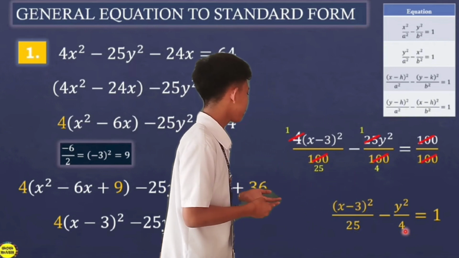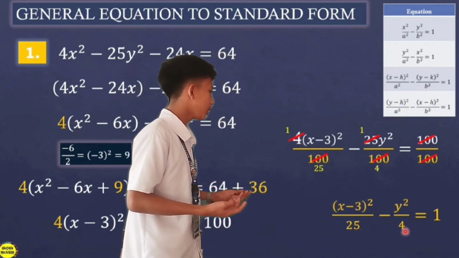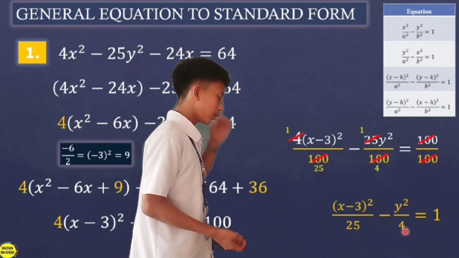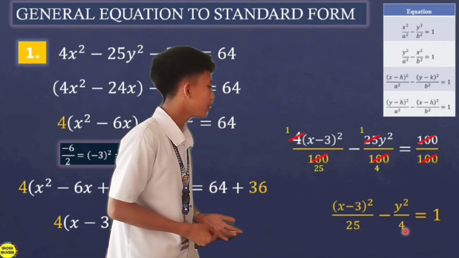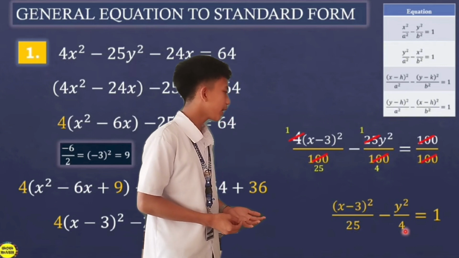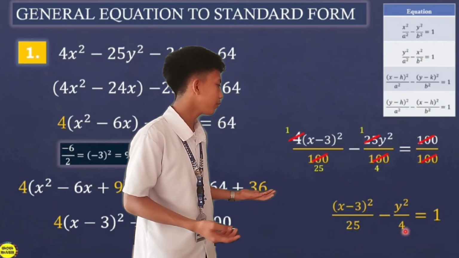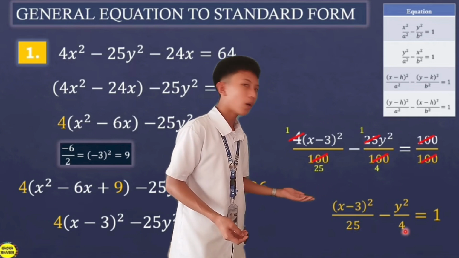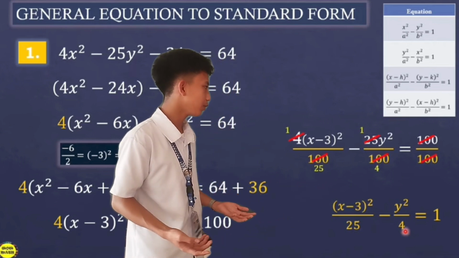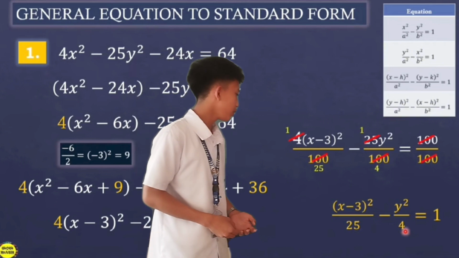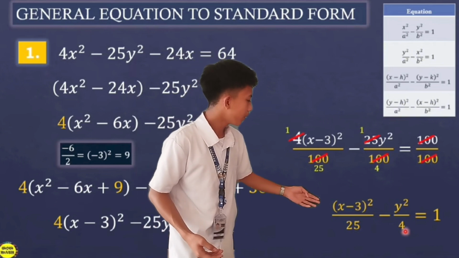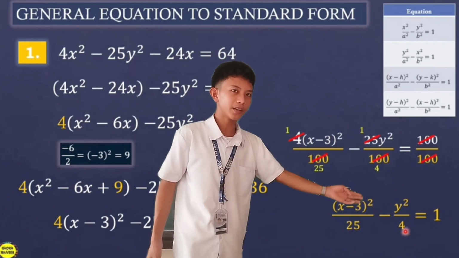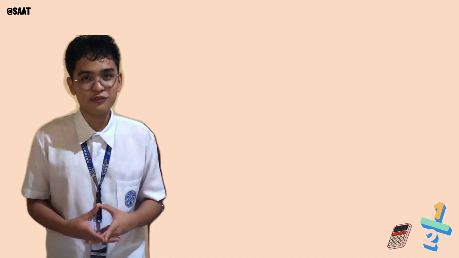And 4 times (x minus 3) squared divided by 100 equals (x minus 3) squared over 25. And then divide negative 25y squared by 100, and it will be negative y squared over 4. So our final answer for this equation is (x minus 3) squared over 25 minus y squared over 4 is equal to 1.